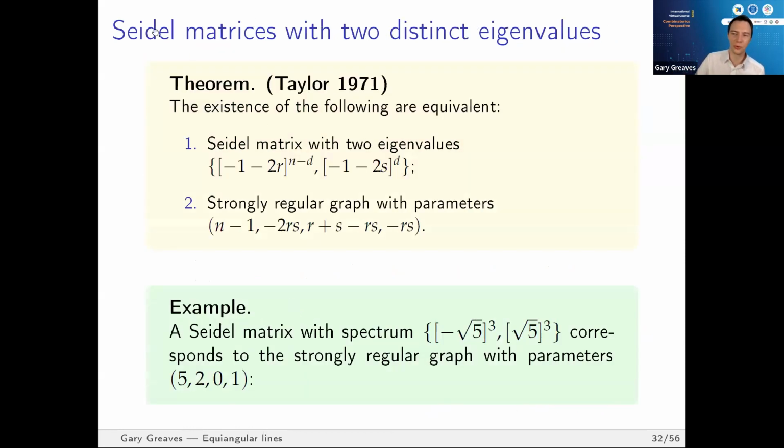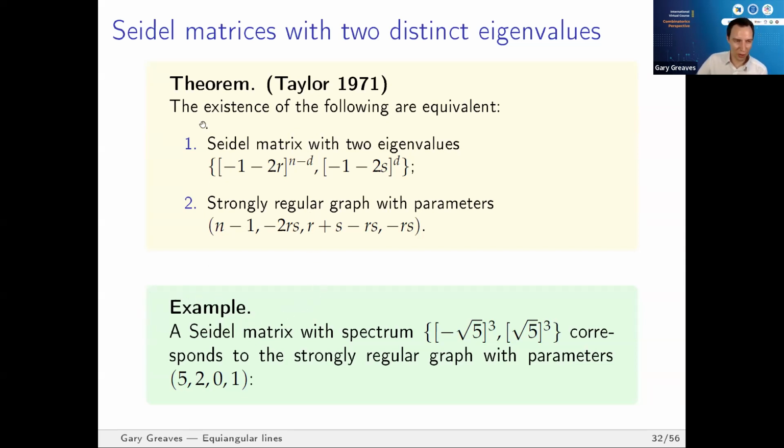So this is related to this theorem by Taylor. Taylor in the 1970s said that if you have a Seidel matrix with just two distinct eigenvalues, then there must exist a corresponding strongly regular graph with one less vertex. So this is an n by n Seidel matrix with 2 eigenvalues, and this is a strongly regular graph on n-1 vertices. There's a correspondence between these two things. If we have such a strongly regular graph, we can construct the Seidel matrix. If we have the Seidel matrix, we can construct the strongly regular graph.